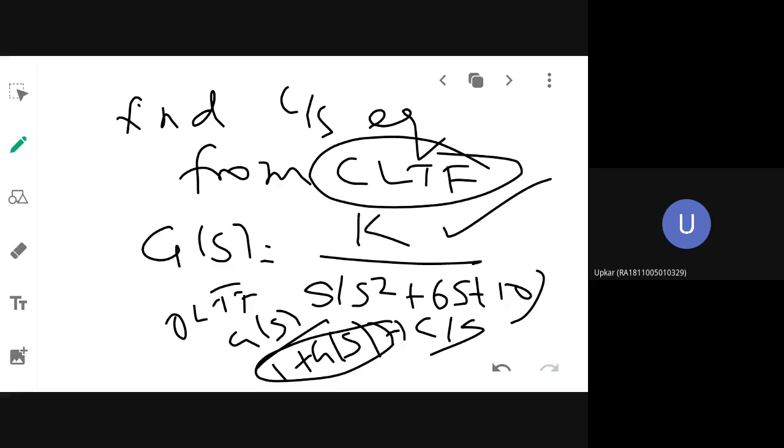Mohit, will you give me the answer for the characteristic equation? Give me what is the characteristic equation. Tell the characteristic equation after solving it. 1 plus G(s) is your characteristic equation. So tell me what is your characteristic equation.